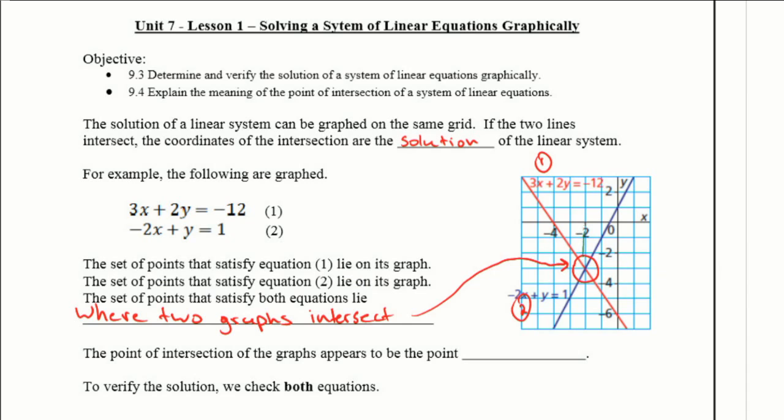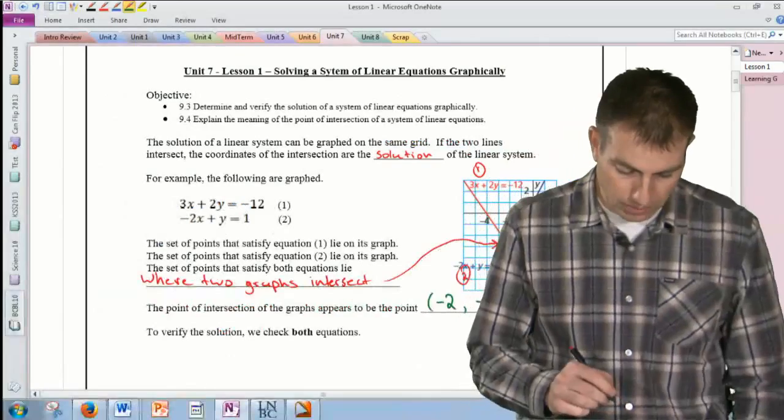If I look up here to the x-axis, I'm at -2, and I look over here to the y-axis, I'm at -3. So that point is (-2, -3). So that is the point of intersection of our two lines. Taylor threw it in chat, perfect.